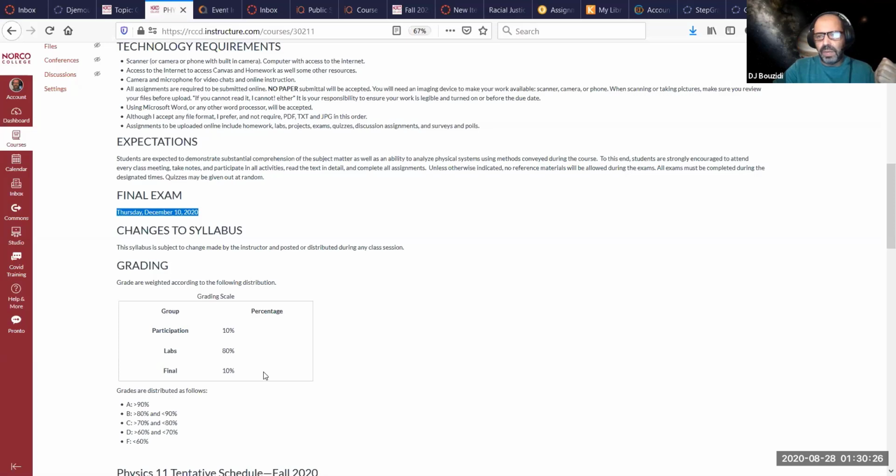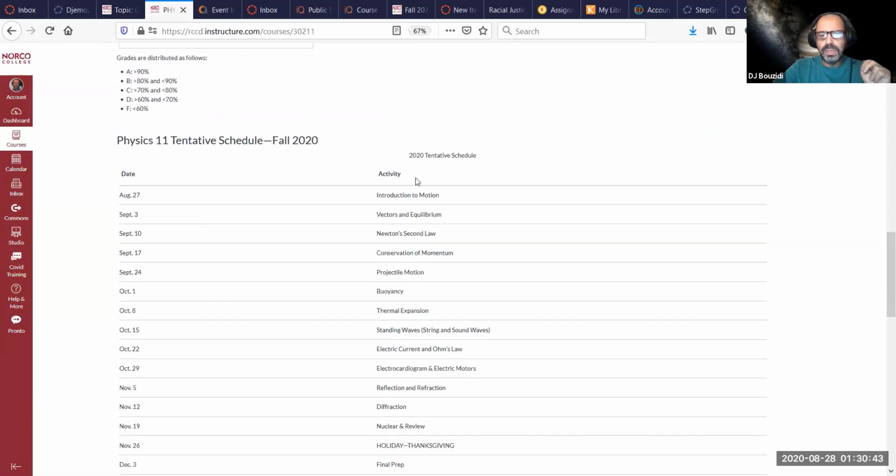So again, the final is going to be like a take-home where you're going to do all kinds of questions and answer them and submit them, just as you're going to be doing your lab reports. The actual labs are worth 80%, and the participation, again, is weighted 10%, okay? This is basically the labs that we will try to cover. This is not guaranteed that they're going to go in this sequence because of lack of resources. So if we do all of them, we're in great shape, okay?